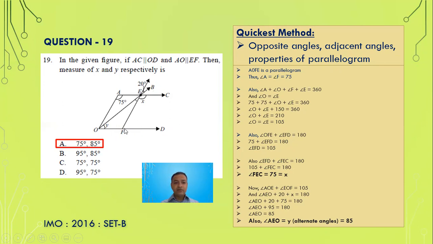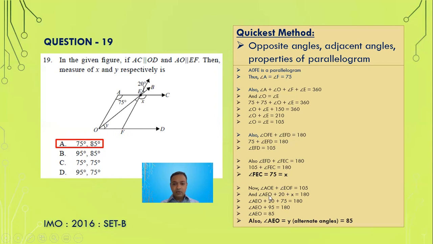So angle EFD, as we found, is 105. Also, angle EFD plus angle FEC is 180, isn't it? So 105 plus how much is 180? So angle FEC is 75. And now angle AOE and EOF is 105, isn't it? We deduced this as 105.